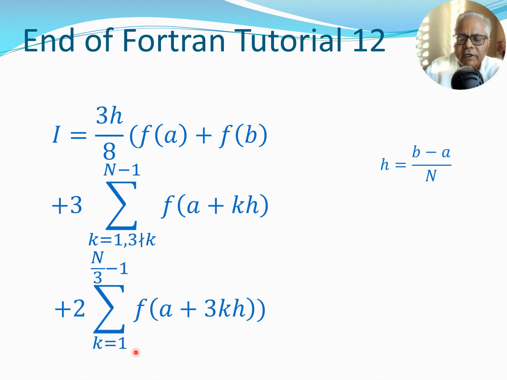And then we have a second summation here going from k is 1 to n by 3 minus 1. And of course, you need to consider k to be a multiple of 3 because you are, for example, dividing by n by 3 here, and you want this to be a number which is being divided properly. So that's something to keep in mind. So this was my take on the Simpson 3/8 rule.